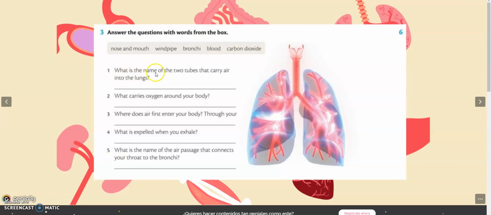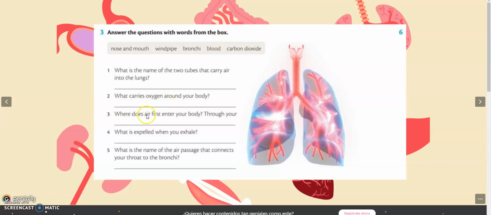Number 1, what is the name of the two tubes that carry air into the lungs? The answer is bronchi. Bronchi son los bronquios, these ones, okay? Number 2, what carries oxygen around your body? ¿Qué carga el oxígeno alrededor del cuerpo? ¿Qué lo lleva? The blood is the answer, blood.